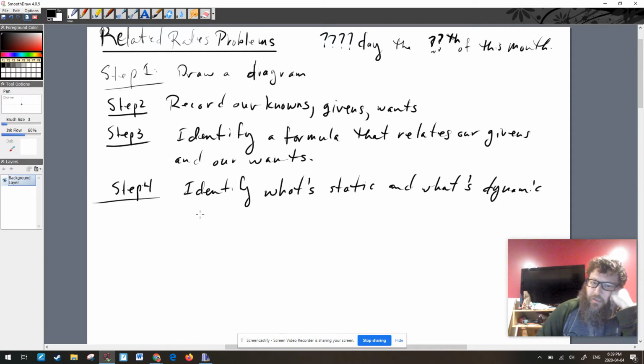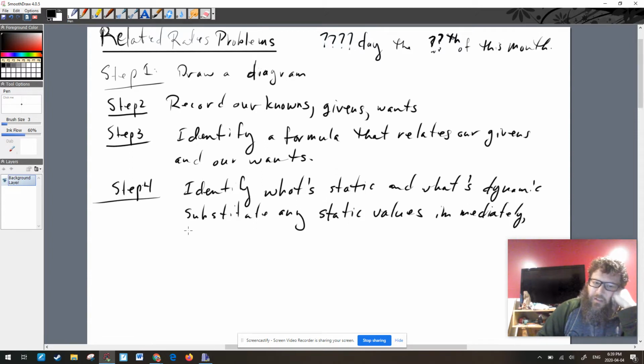That's really important, because what we're going to do then is substitute any static values immediately. That's not because it's a necessity, it's just because it simplifies our life a lot. So this simplifies the problem a bunch.